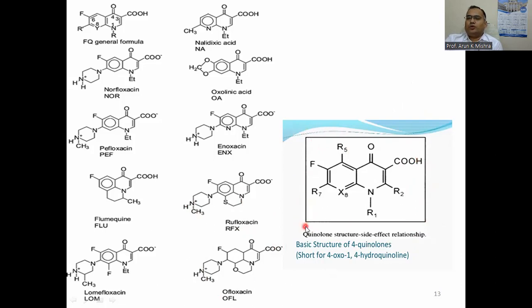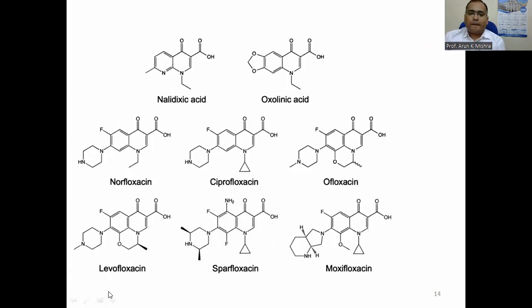and in order to undergo the SAR related studies, one has to emphasize which particular carbon or nitrogen corresponds to position number 1, 2, and 3. This position of nitrogen is considered as 1, this one is 2, 3, 4, and this 5, 6, 7, 8. So this is the position numbering, and based upon this we will discuss the structure activity relationships. This is again the structure of nalidixic acid, oxolinic acid, norfloxacin, ciprofloxacin, ofloxacin, levofloxacin, sparfloxacin, and moxifloxacin as well.